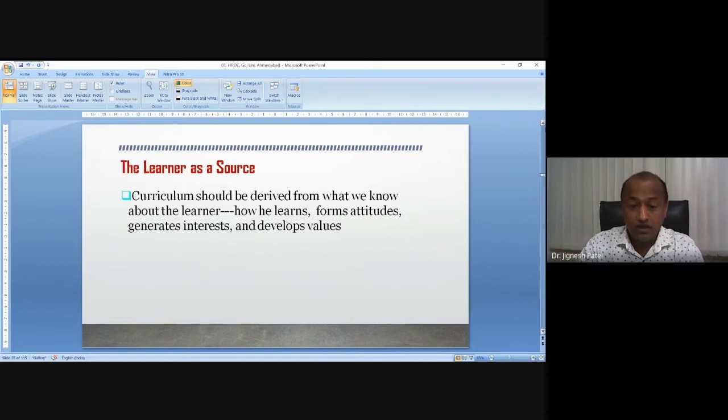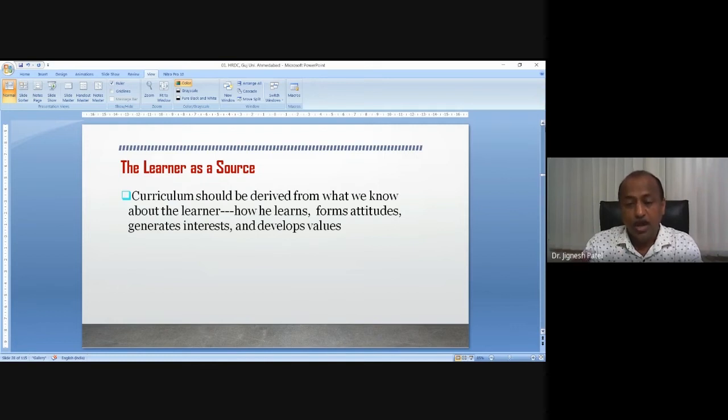And lastly, the learner as a source. The curriculum should be derived from what we know about the learner, how the learner is, how he learns. So we have different learning styles as well. Kinesthetic learners are there, then psychomotor learners, audio learners, and visual learners. So how does he learn? He wants to learn by doing. He wants to listen to something. He wants to watch something. He wants to do something. So how he learns, that also we need to have an idea about, the knowledge about the process of learning.